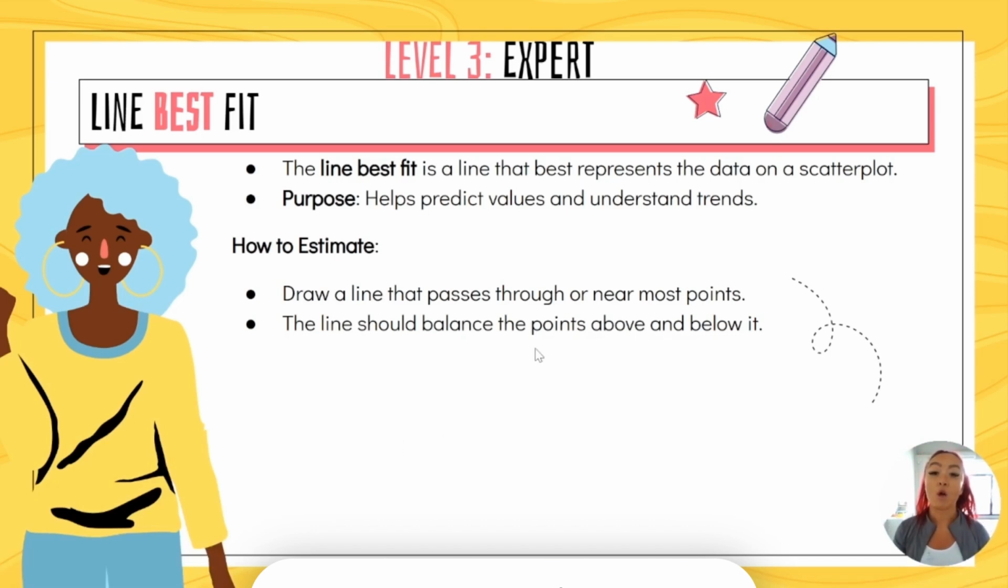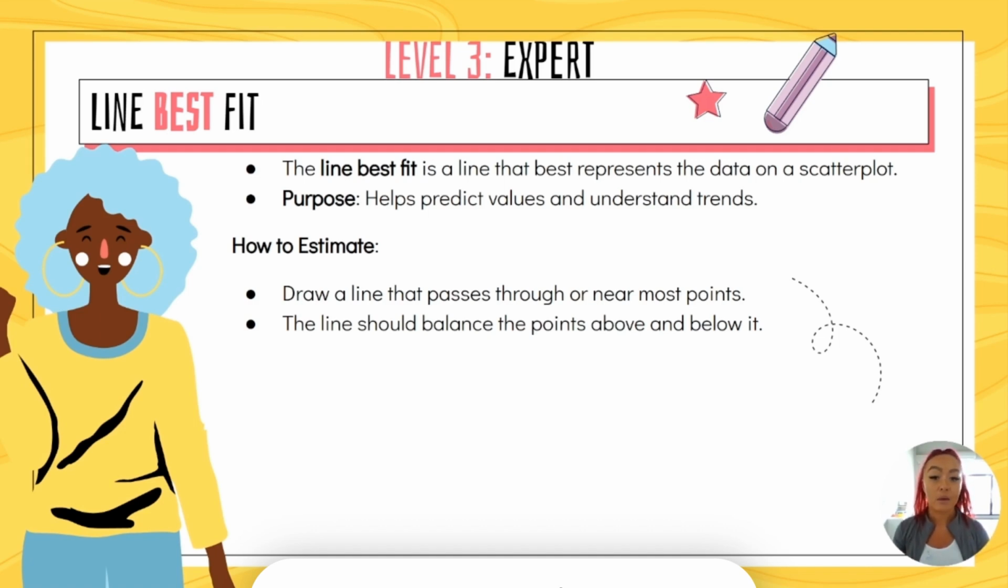In Level 3, we'll talk about the line of best fit. So the line of best fit is a line that best represents the data on a scatter plot, right? So you may have noticed that on a scatter plot, while we might have a positive correlation or a negative correlation, it's not exactly linear, right? The points are scattered, hence the name scatter plot. So we can draw a line of best fit to get a better estimate for our data. And it helps us predict the values and understand the trends.